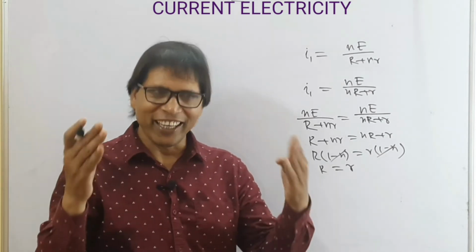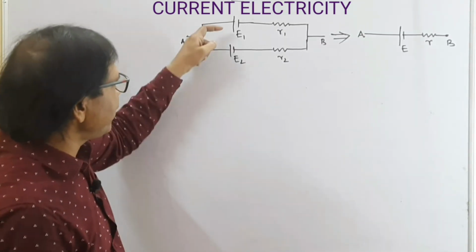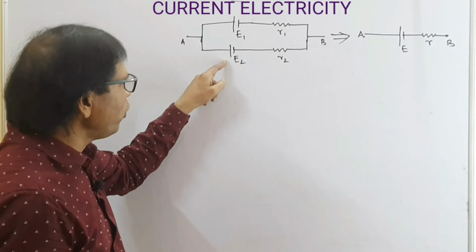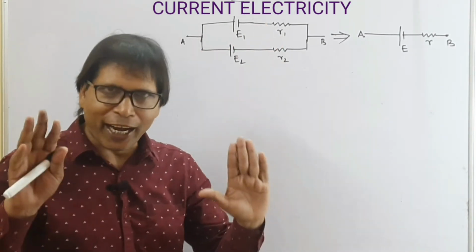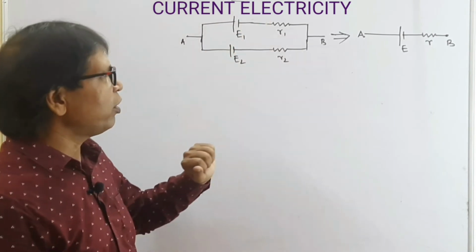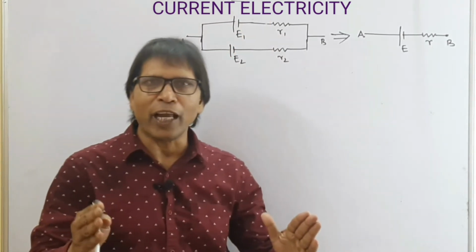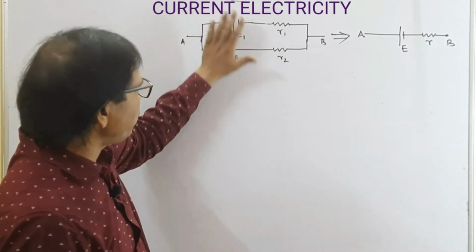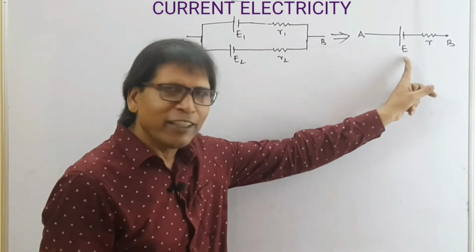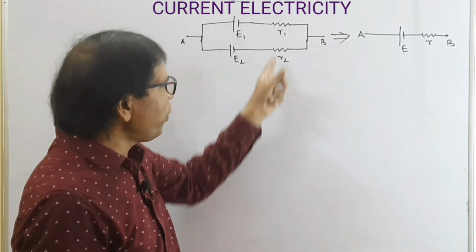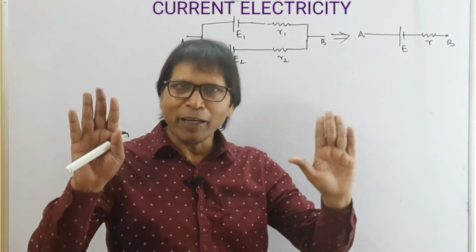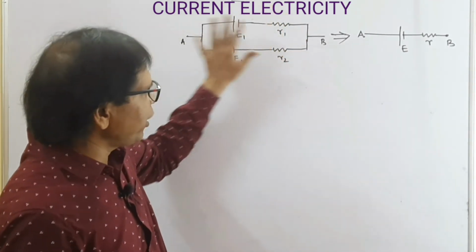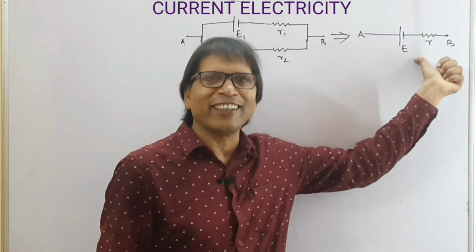Okay, now next. Now two cells of EMF E1 and E2 and internal resistances r1 and r2 are connected in parallel as shown. Now we have to calculate the equivalent EMF of this combination, E, and the equivalent internal resistance of this combination, r. That means this circuit is replaced by this circuit.